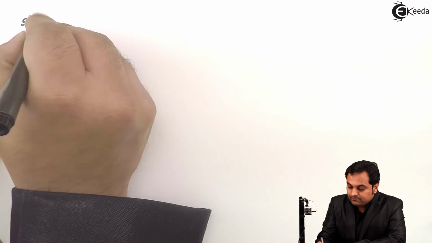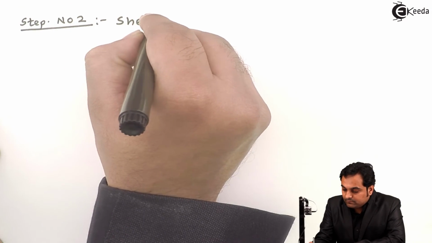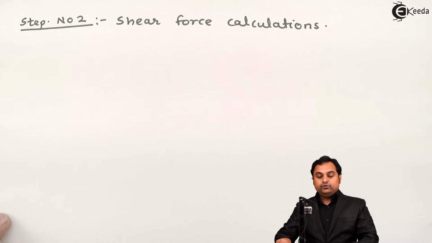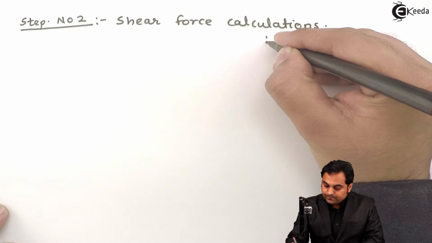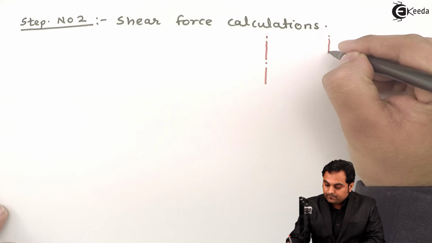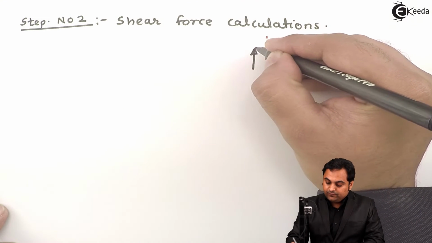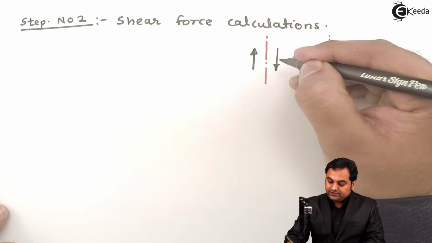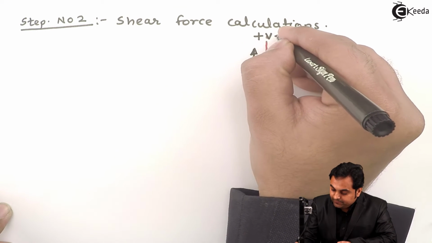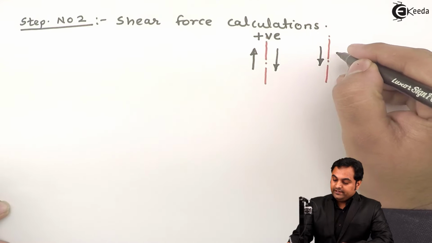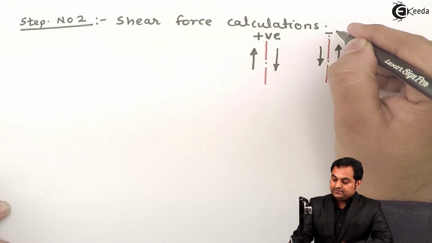Then we have to go on to step number 2, that is shear force calculations. And for shear force calculations we have to use the sign convention first. So any force which is acting to the left of section in upward direction, to the right of section in downward direction, both are treated positive. Then any forces which are acting to the left and downward, to the right and upward, are treated as negative.